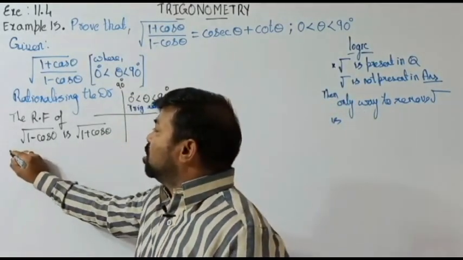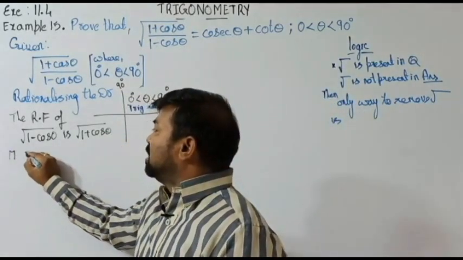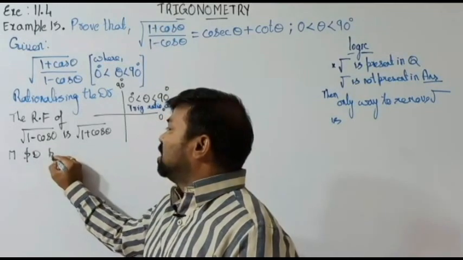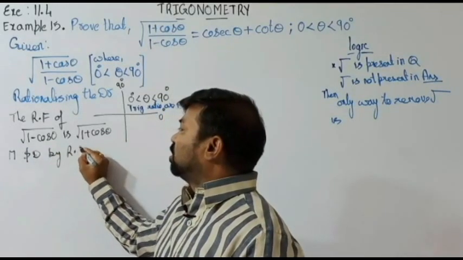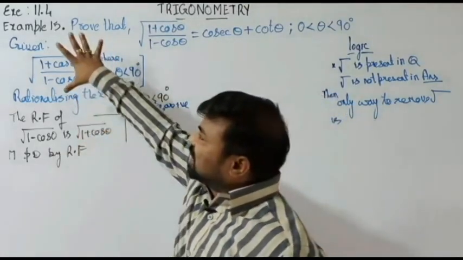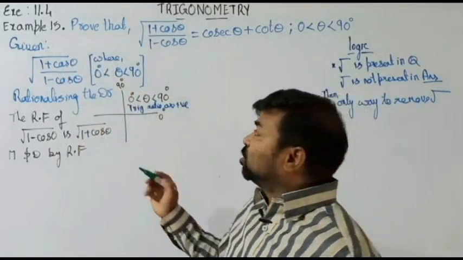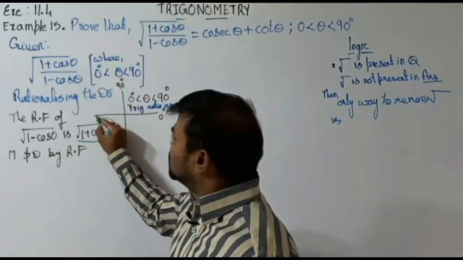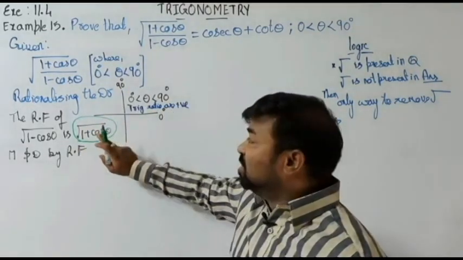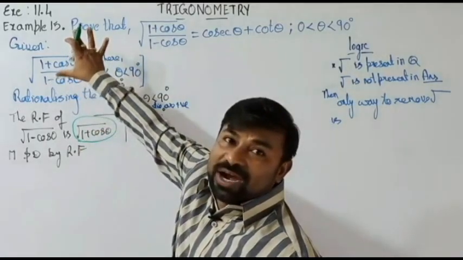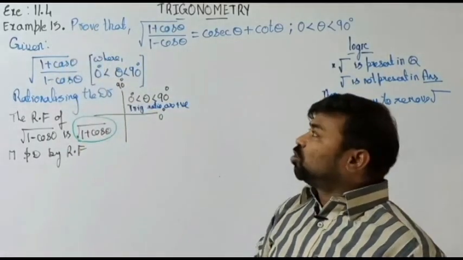So, what to do? Multiply and divide by RF. RF means what? Rationalizing factor. Let's take the question and multiply and divide by the rationalizing factor. Who is the rationalizing factor? This fellow is the rationalizing factor. By this, we have to multiply and divide the given question. Let's go for that one.